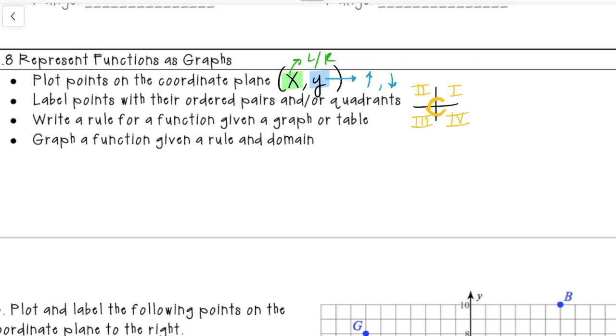And then the third thing from section 1.8, write a rule for a function given a graph or table. Those rules always came from the form y equals mx plus b, and we'll talk more about that when we get to those problems. And then lastly, you need to be able to graph a function given a rule and a domain. These functions will always be linear, aka they make a line. So if you ever end up with something that is not a line, check your answer, because your points should fall in a straight line.